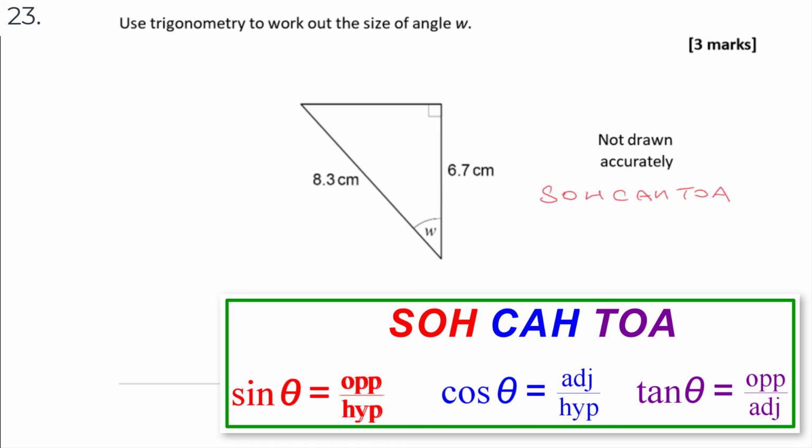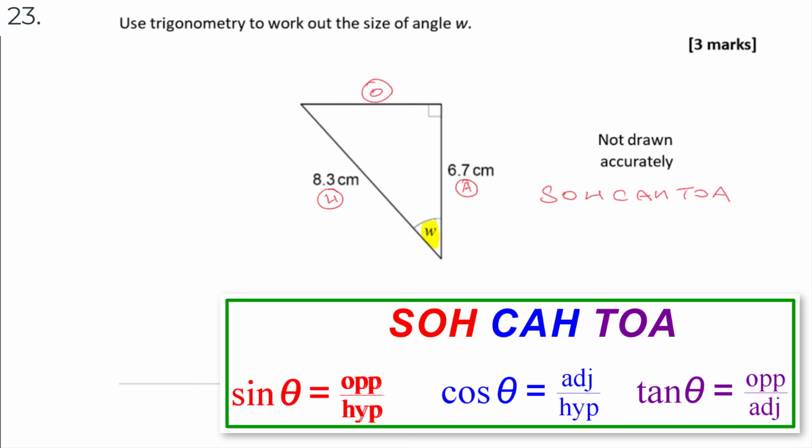Okay, so label up my triangle. Here's the angle down here. Okay, and there's the angle. This side is the longest, so it's got to be the hypotenuse. The 6.7 joins onto the angle that I've been given, so that's got to be the adjacent. And this one over here that we don't know anything about and don't want, that's the opposite.